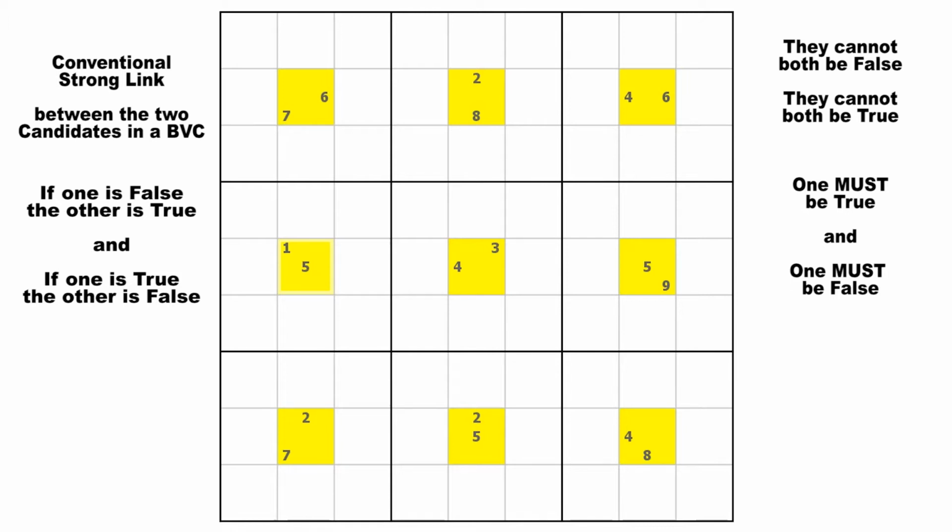The fact that this internal link can be either weak or strong comes in very handy when you bump into a BVC in the course of constructing a chain of any kind, because you can use that internal link as whatever you want, weak or strong. You can always make a link between the two candidates in a BVC, but in order to make a link outside the BVC, you must always make the link to another instance of the same candidate from which you are leaving the cell, and it must lie in the same house, like this.